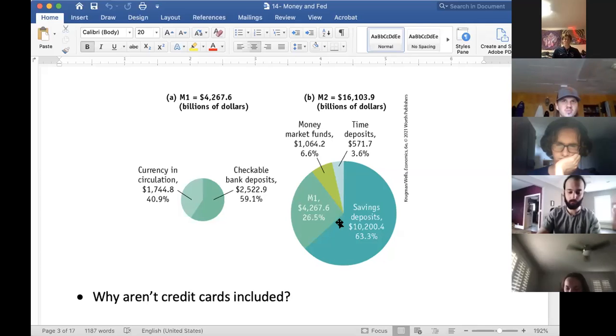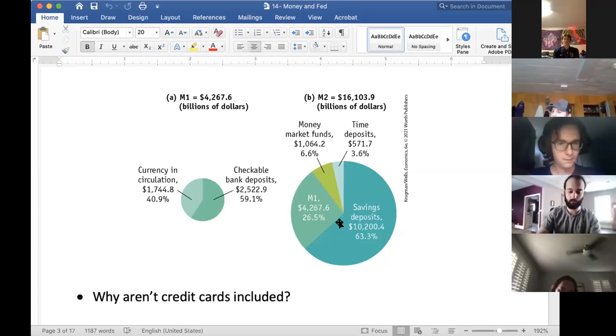And then if you look at M2, M2 is a lot bigger than M1, right? And why? Because really, savings deposits are a really, really big part of M2. What's the difference between a savings deposit and a checkable deposit? Well, most of us may not realize this. The thing with the savings deposit is you actually do not have the right to immediately withdraw your money from the savings account. Banks can typically ask you to wait up to 5 business days to pull your money out of a savings account.